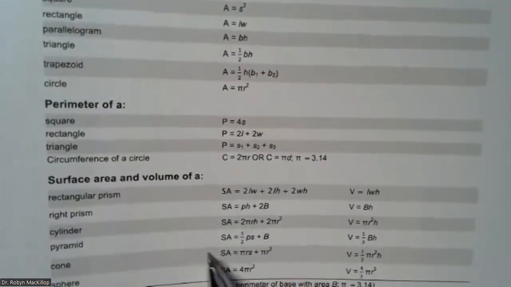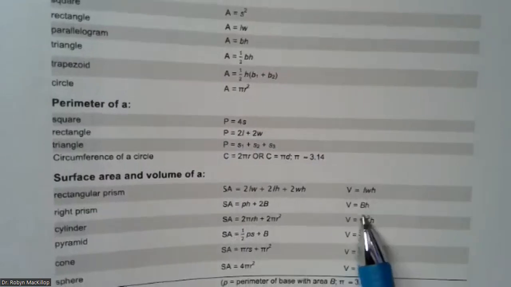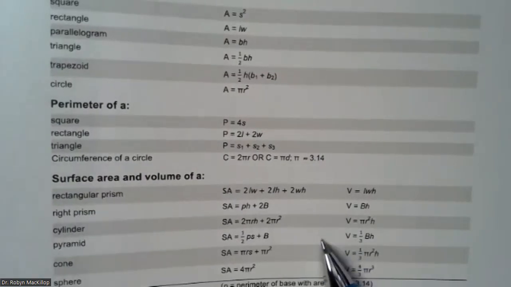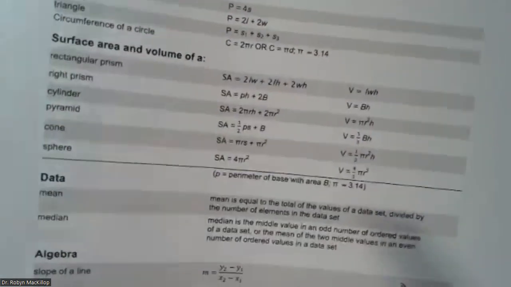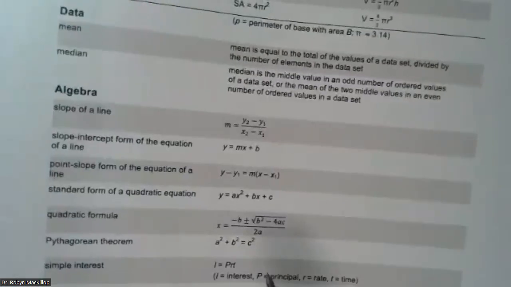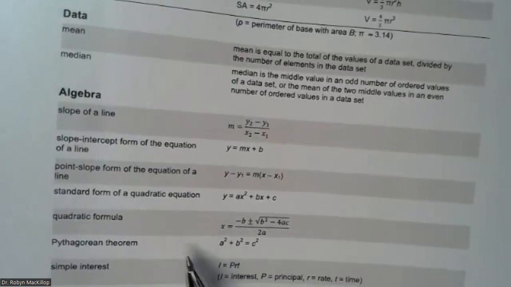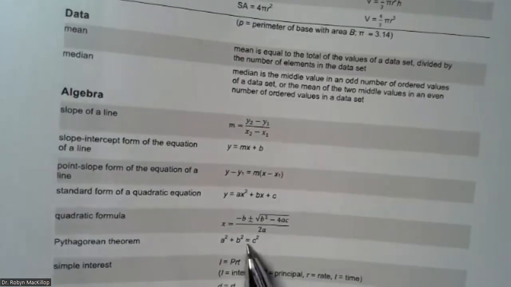And then when we get into surface area and volume, you still have formulas. You do not need to memorize these. And I think Pythagorean's down here. It is right here, Pythagorean theorem. We're going to do that today.